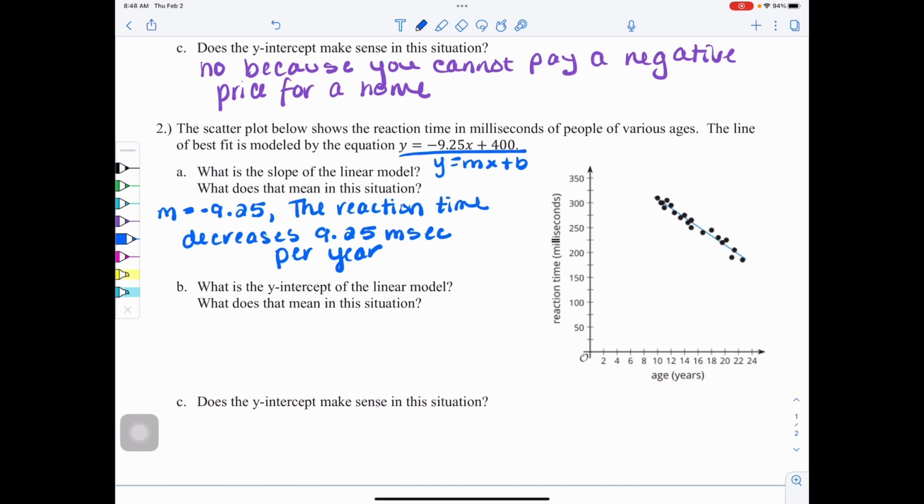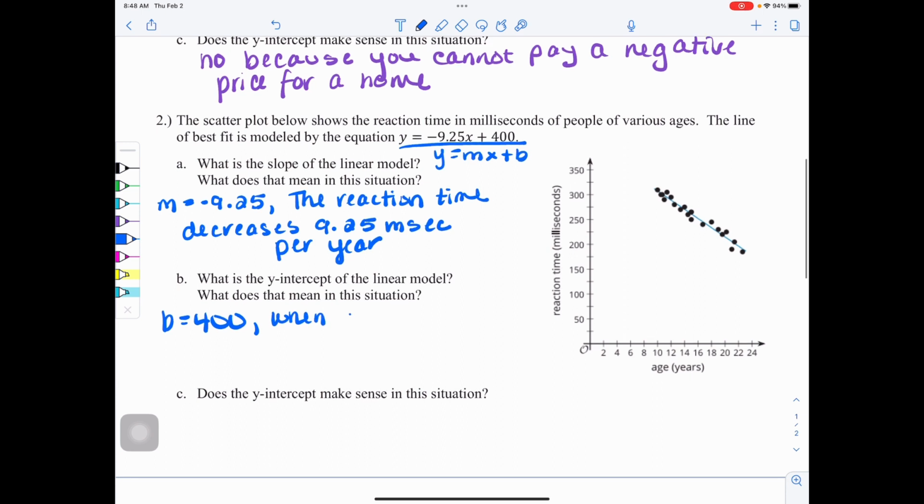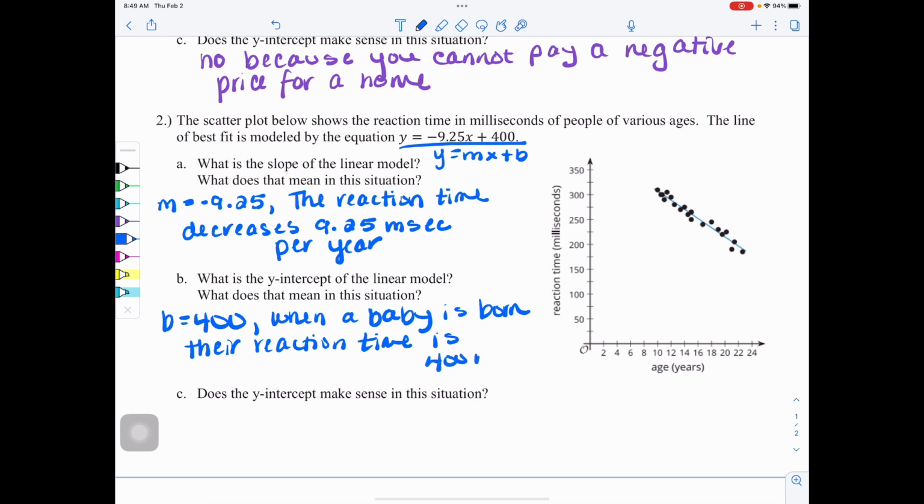Then we have in B, what is the y-intercept of the linear model? So that should be 400. What does this mean in this situation? So similar to before, we got to think about what a y-intercept means. You're on the y-axis, which means your x value is 0. So you're talking about a little baby. When a baby is born, right, because you're 0 years, you're just a baby, their reaction time is 400 milliseconds.